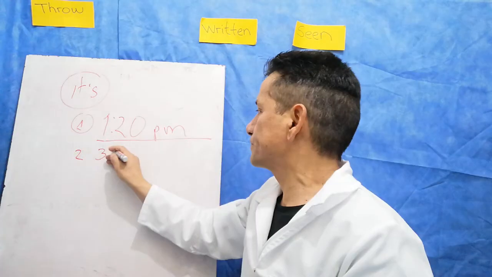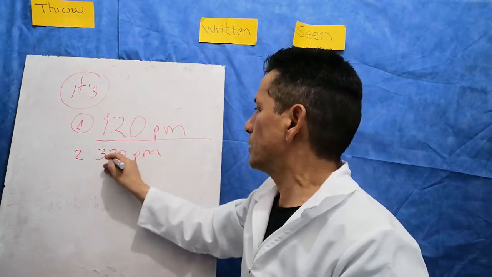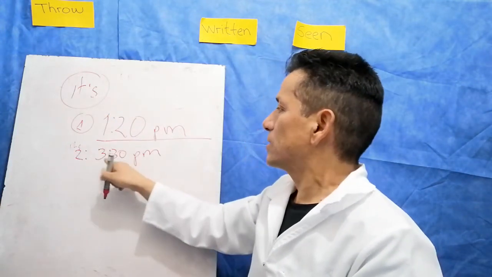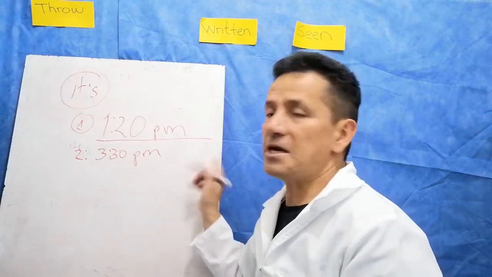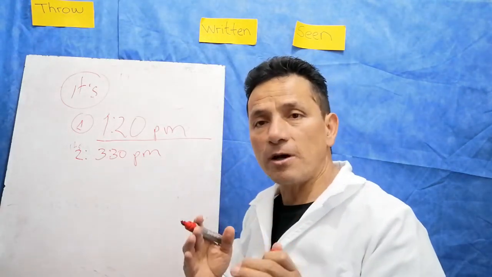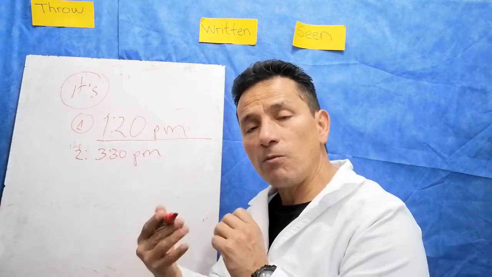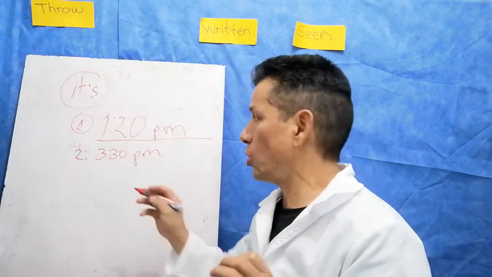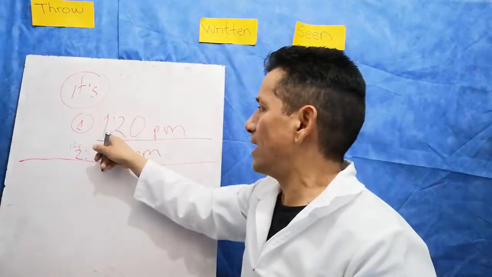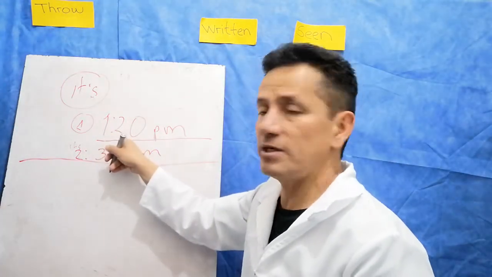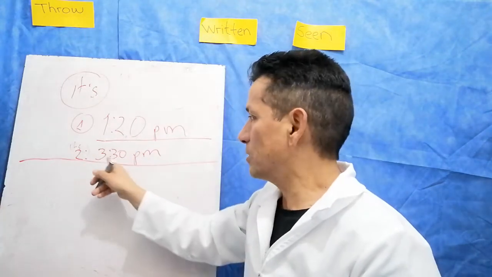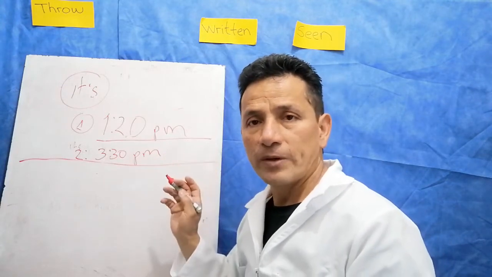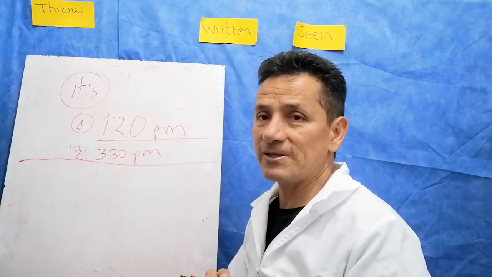Option two, what time is it? It's 3:30 p.m. Okay? So, entonces, para decir la hora, what time is it? Para decir son las, decimos it's. Podemos hacer una opción parecida al español, son la 1:20, 1:20, igual que en español, las 3:30, 3:30 p.m. Entonces, esas son las opciones más fáciles.